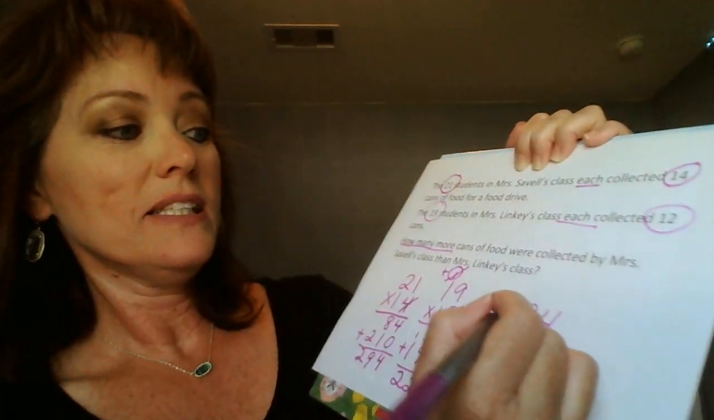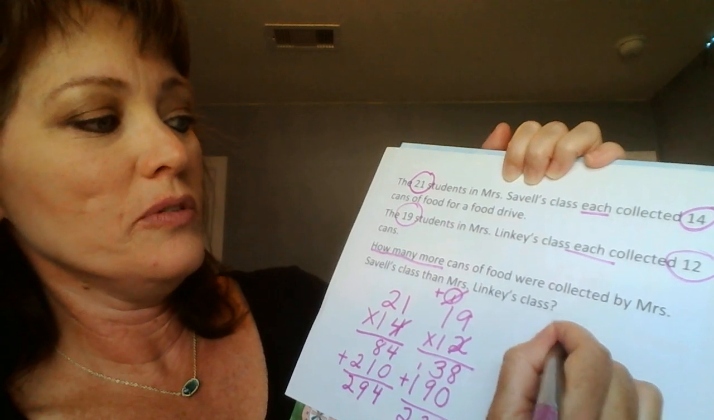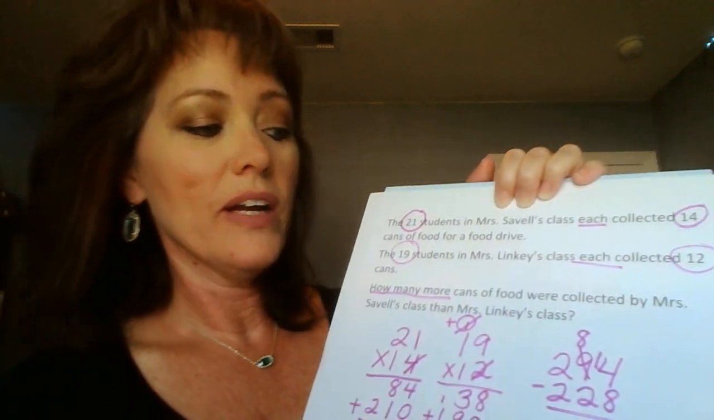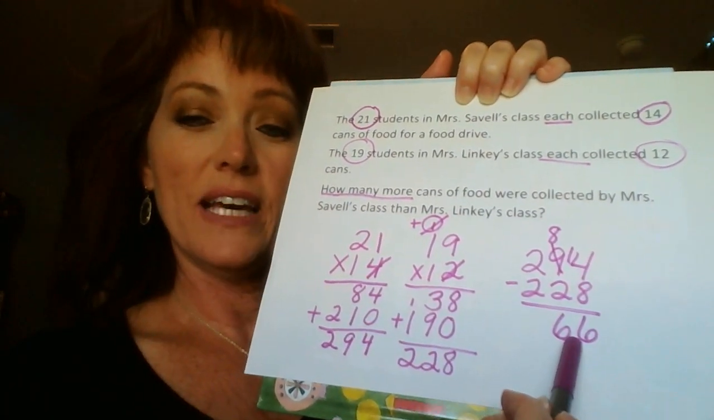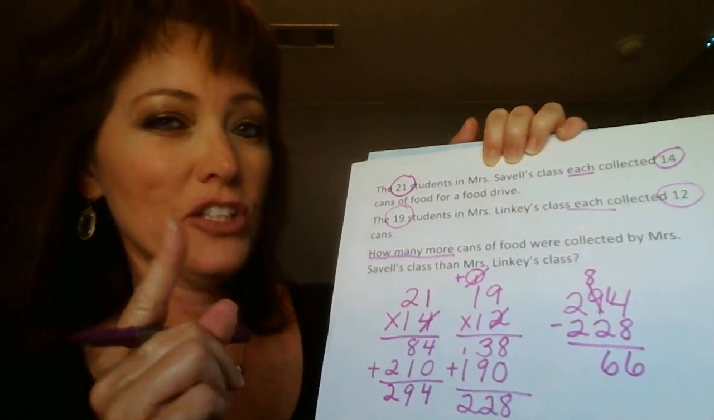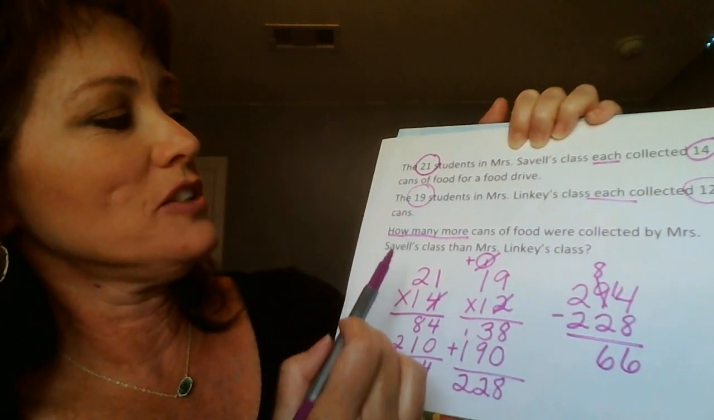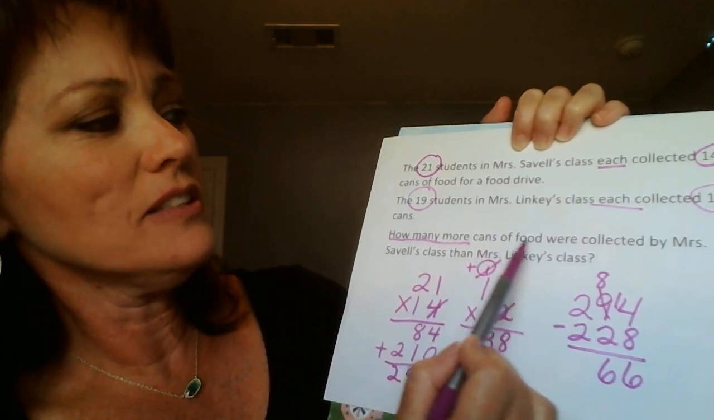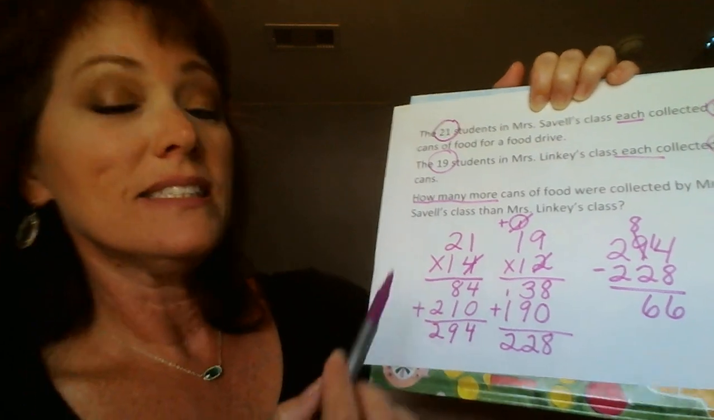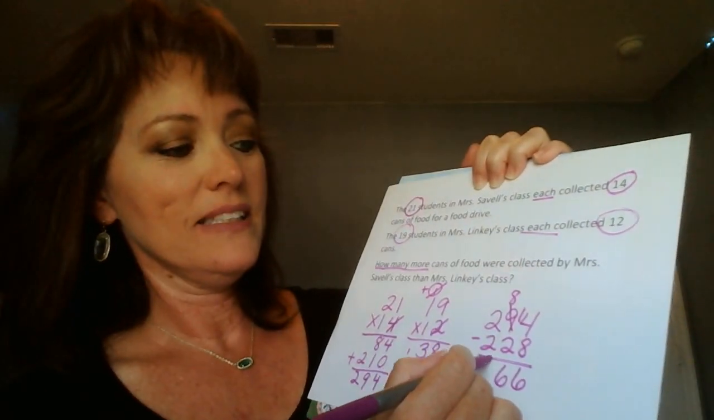When you're subtracting, we have to regroup. That's a 0. So our answer is 66. We think that's our final answer. I'm going to go back and look at my question to make sure that makes sense. That's a reasonable answer. How many more cans of food were collected by this class than this class? 66 cans. That makes sense.